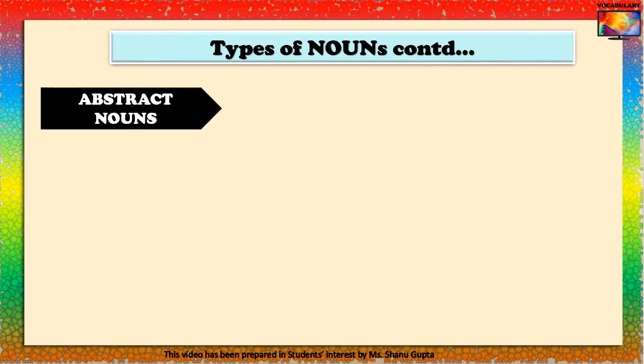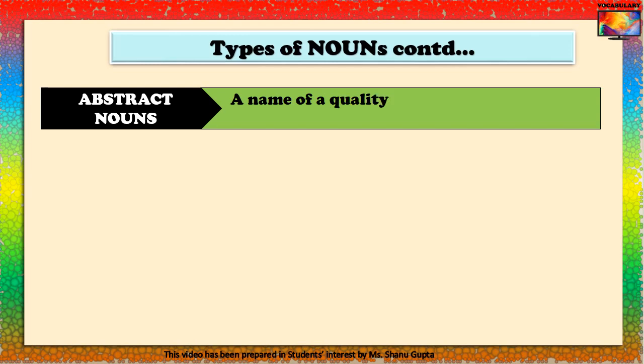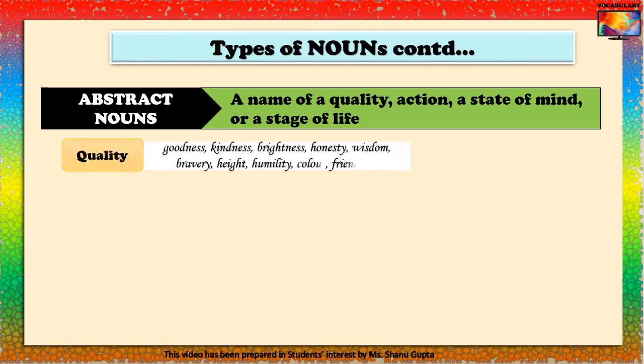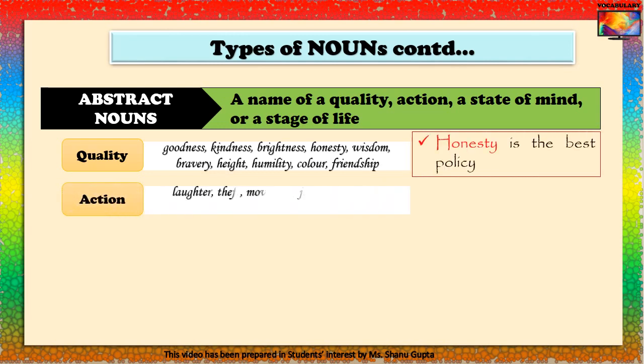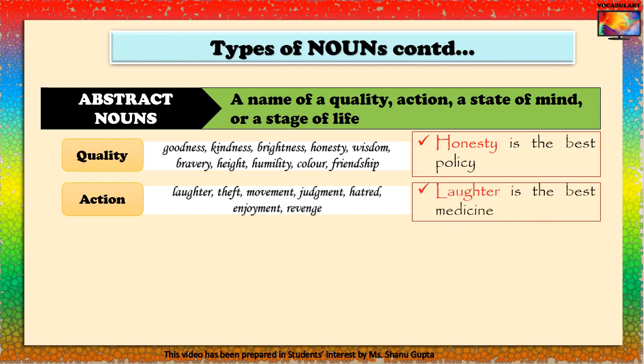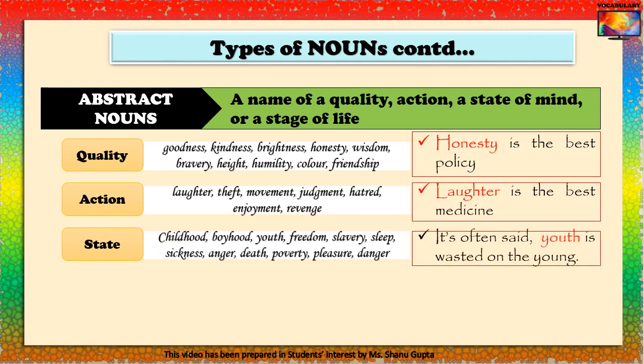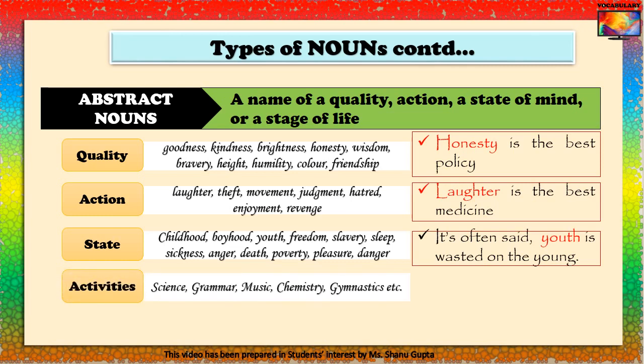Then we have abstract nouns. Names given to ideas are known as abstract nouns. An abstract noun can name a quality, an action, a state of mind, or a stage of life. When we say honesty is the best policy, the word honesty names a quality. In the sentence, laughter is the best medicine, laughter names an action. It's often said that youth is wasted on the young. Youth, like childhood, is a stage of life. An abstract noun can even name activities or subjects like science or gymnastics.